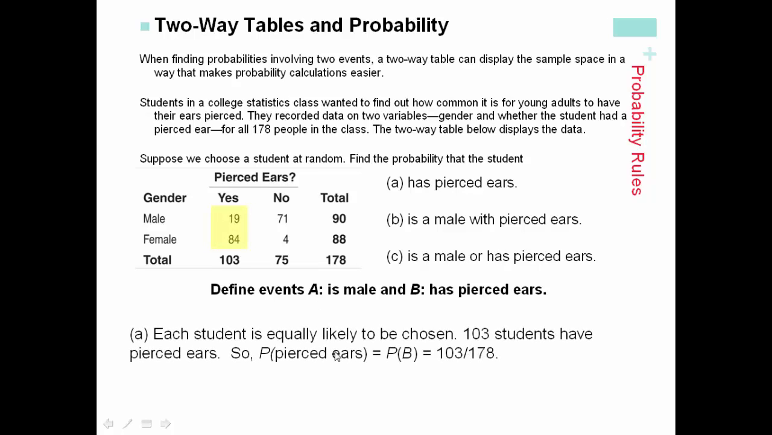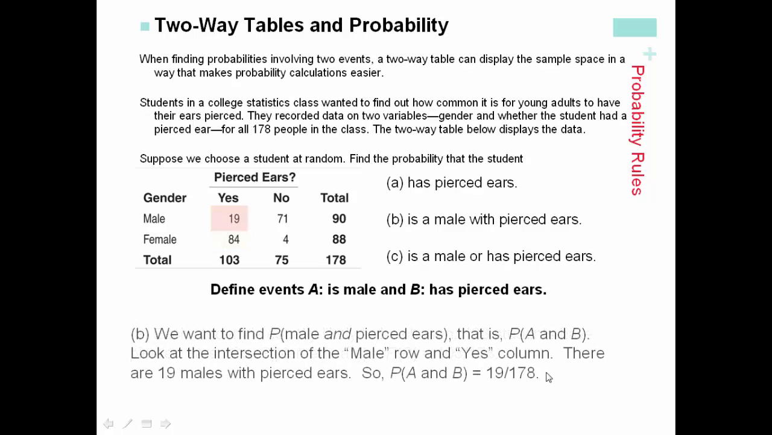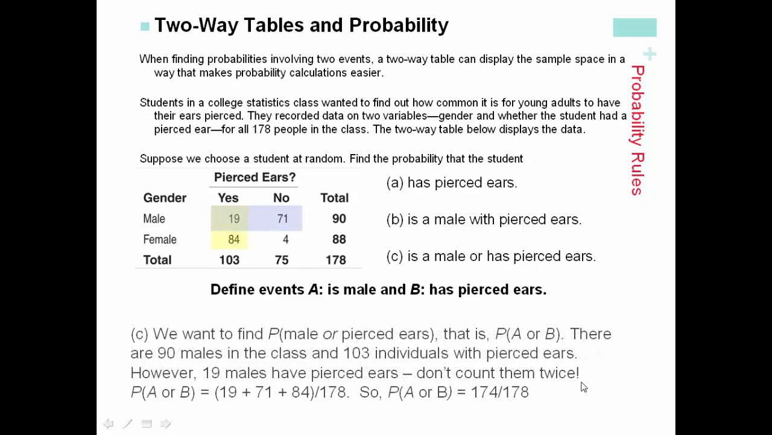So for part A, each student is equally likely to be chosen. 103 students, as you can see, they'll highlight the information on the table for us, is 103, so 103 out of 178. For part B, probability of male with pierced ears, or probability of A and B, we look at the intersection, male, and the yes column, so that would be the one highlighted here, so 19 out of 178.